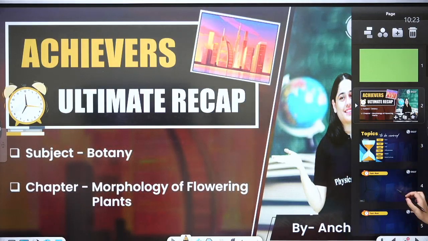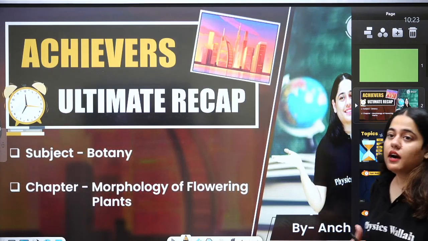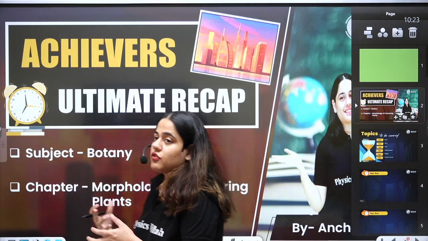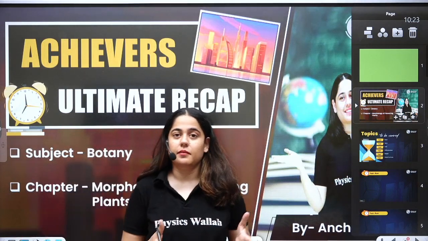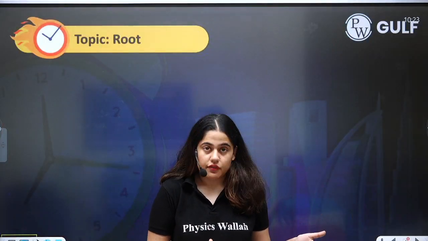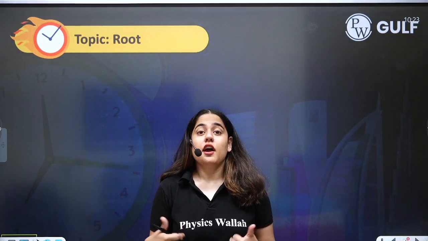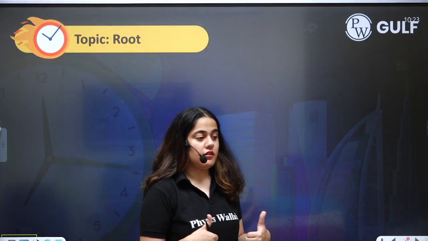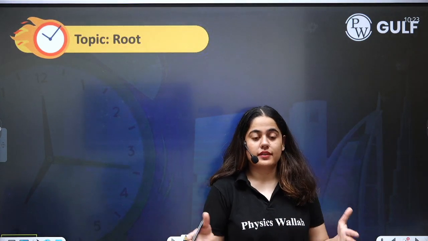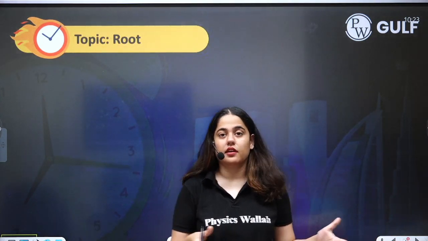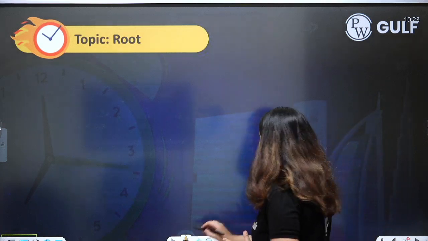So in morphology, basically, we are going to understand the structure of root, the structure of stem, the structure of leaf, right? So how they look, and also the structure of flower. Because a flowering plant has organs: root, stem, leaf, flower, inflorescence, fruit, seed. So we are going to discuss those things in this lecture. So first is about root, beta.